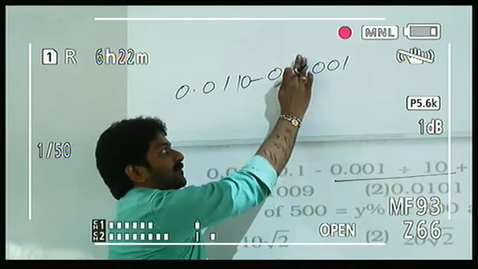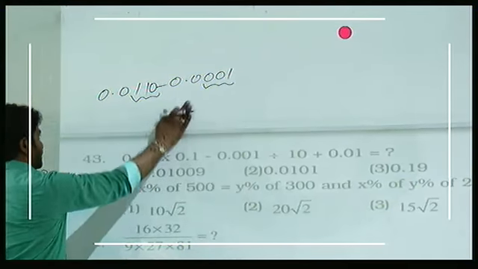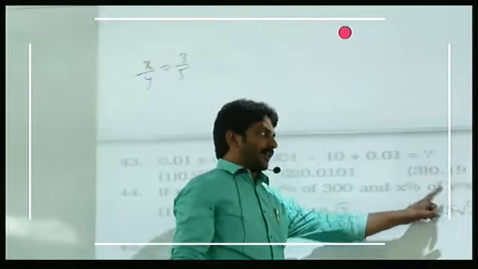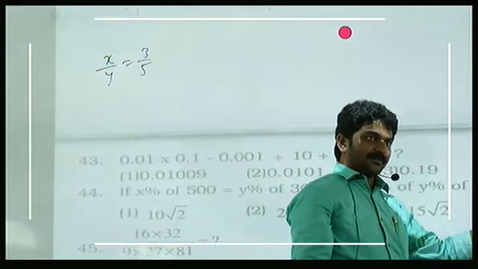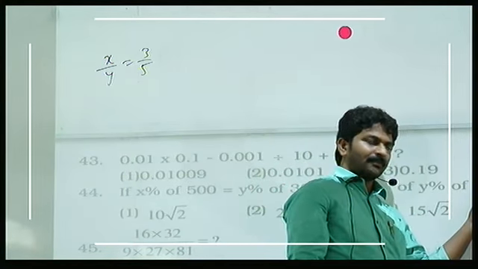Next, x% of 500 is equal to y% of 300. Percentage cancel. 2 zeros cancel. X by y is equal to 3 by 5. So x by y is 3 by 5. And here x% of y% of 200 is 60. 60 is what percent of this? 30%, right? 10% is 20. 30% is 60. So this is 30%.